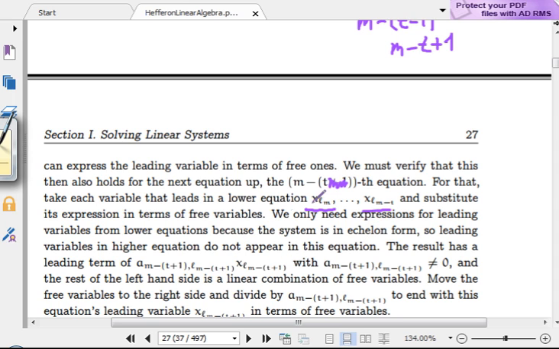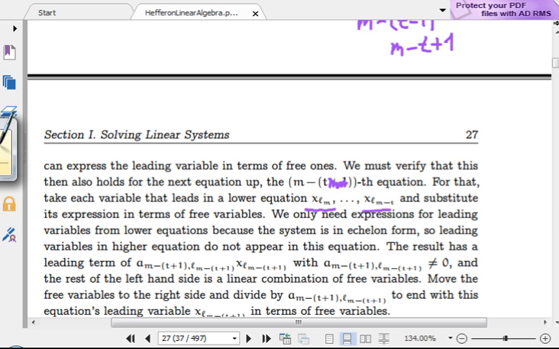So for that, we take each variable that leads in a lower equation and substitute its expression in terms of free variables. We only need expressions for leading variables from lower equations because the system is in echelon form, so leading variables in higher equations do not appear in this equation.